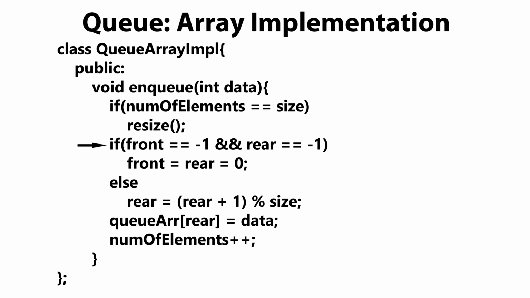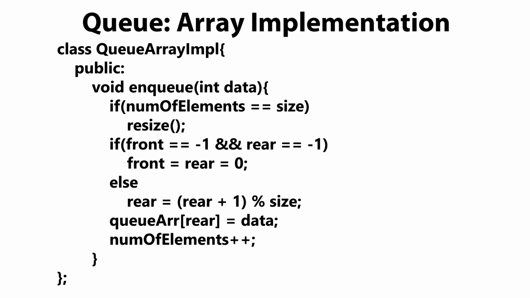So if our queue is empty, what we're going to do is set both front and rear equal to index 0. Otherwise, what we're going to do is use the formula I showed you guys previously, and we're going to calculate the index where we need to insert at. Then, once we calculate where the rear index is, we're going to use that index to access that position, and we're going to assign it the value of the data. And since we successfully inserted within our queue, we're just going to increment the number of elements.